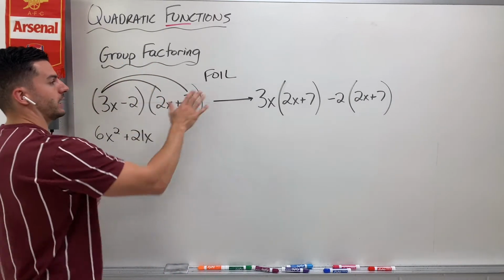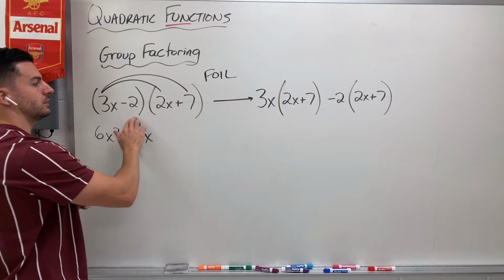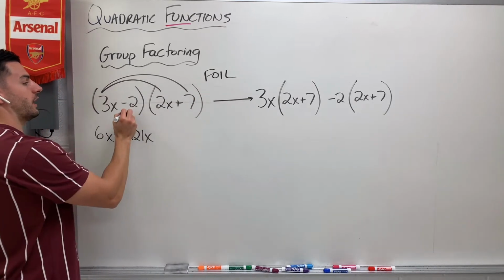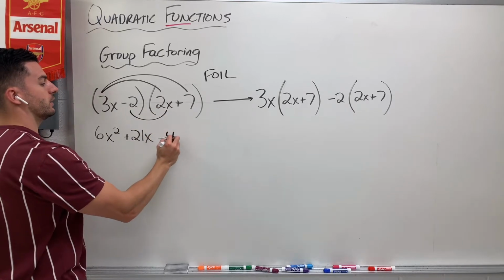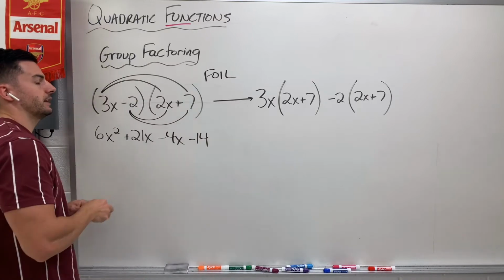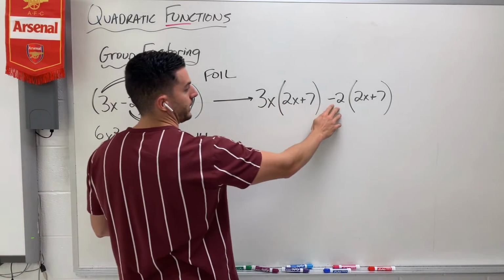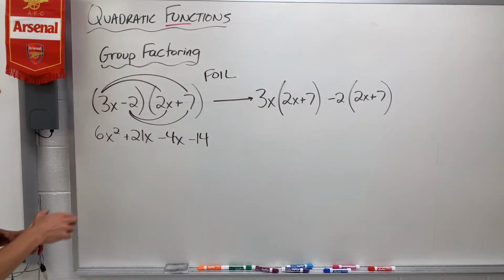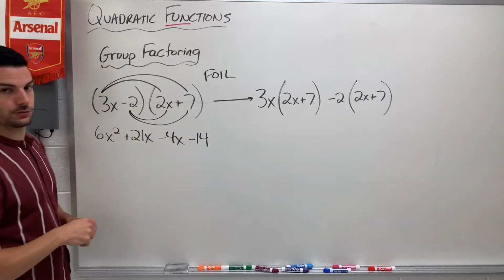But then inner and last would be negative 2 times 2x and negative 2 times 7, right? So if I did that, it would be negative 4x and negative 14, okay? And again, I have it shown in the second group here, negative 2 times 2x and negative 2 times 7, right? So it's the second term distributed to the second group, okay?